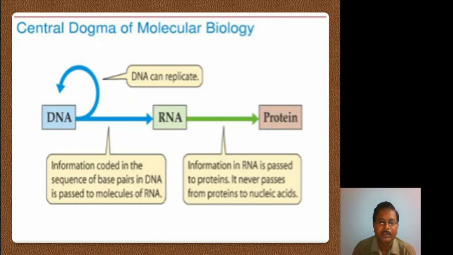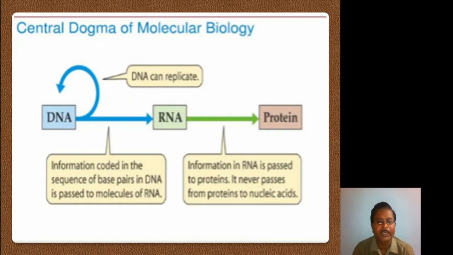DNA can be duplicated into another copy. It is called DNA replication. Then the information present in the DNA can be taken to RNA, and it is called transcription, where information coded in the sequence of base pairs in the DNA molecule is passed to molecules of RNA. Then the information in RNA can be converted into protein. This is called translation, where information present in the RNA is passed on to proteins.